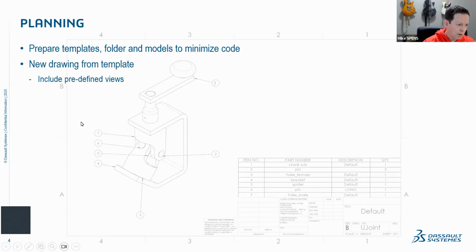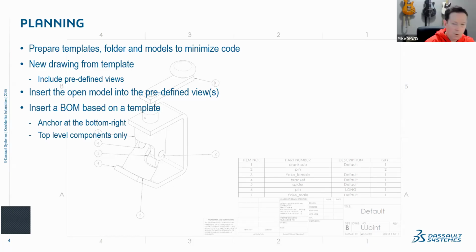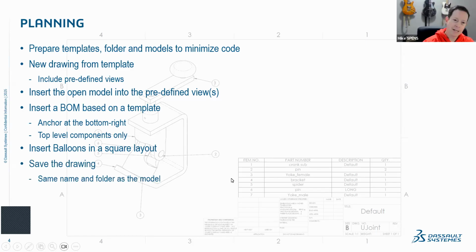So I'm going to use a new drawing from a template with predefined views. I mentioned that. We're going to see how you populate a predefined view. How do you insert a BOM? And again, using that BOM template and the drawing template that's got an anchor, I want to make sure it's anchored in the bottom right corner. In this case, I'm going to do top level components only. I want my balloons added in a square layout. Okay. And then I'm going to save some stuff.